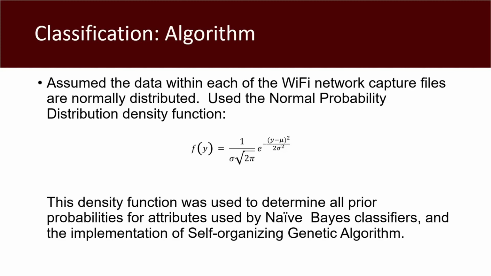The Wi-Fi data in the file was all continuous data. We assumed it was normally distributed, and we used the normal probability density function here to calculate the probability for attributes, whether or not they contain a UAV.